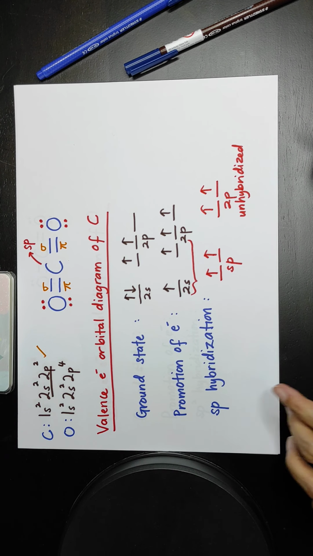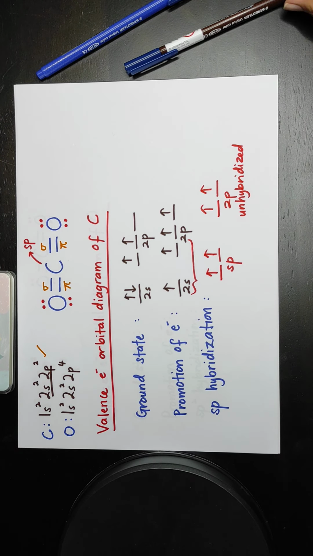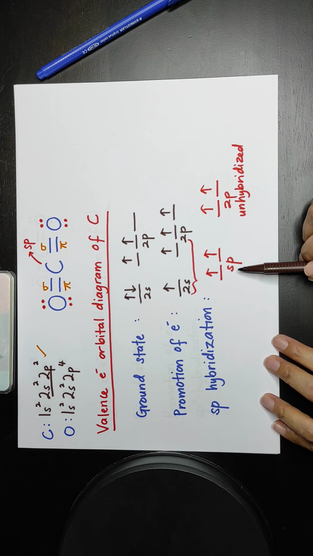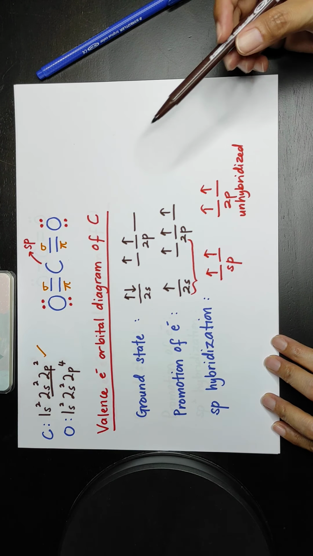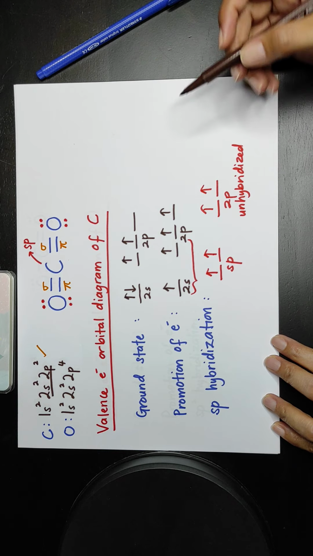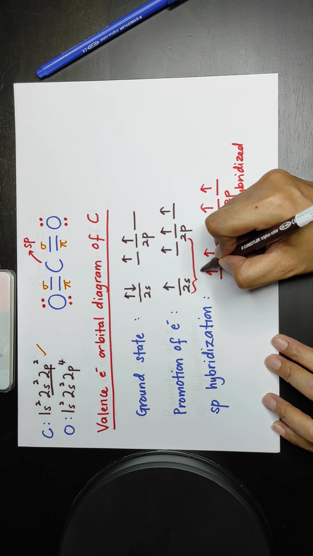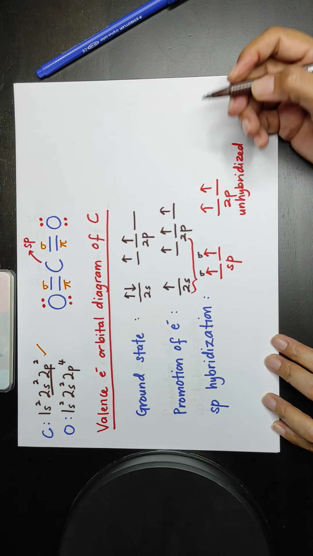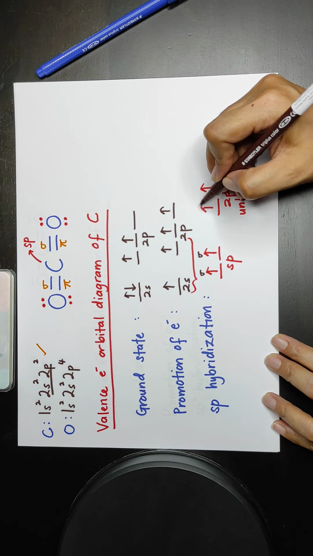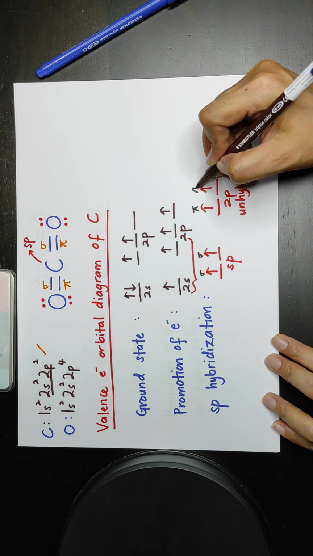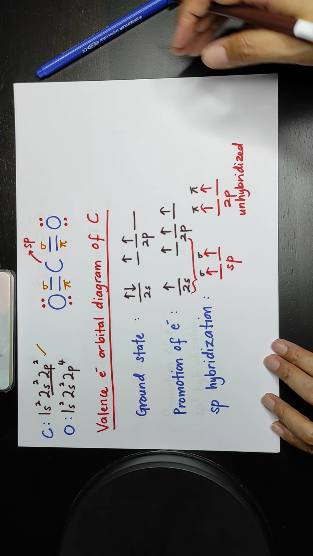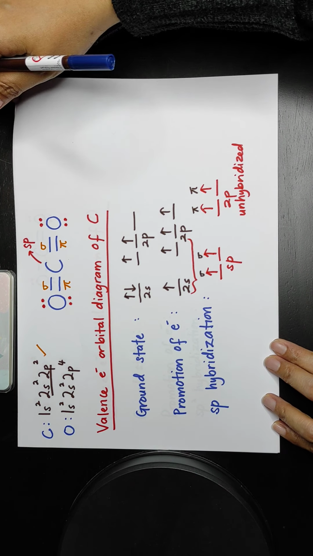So from the sp hybrid orbitals in the orbital diagram, you can see the electrons in two sp orbitals will be used to form the sigma bonds, and for these ones they will be used to form the pi bonds. Alright, settled for carbon atom.